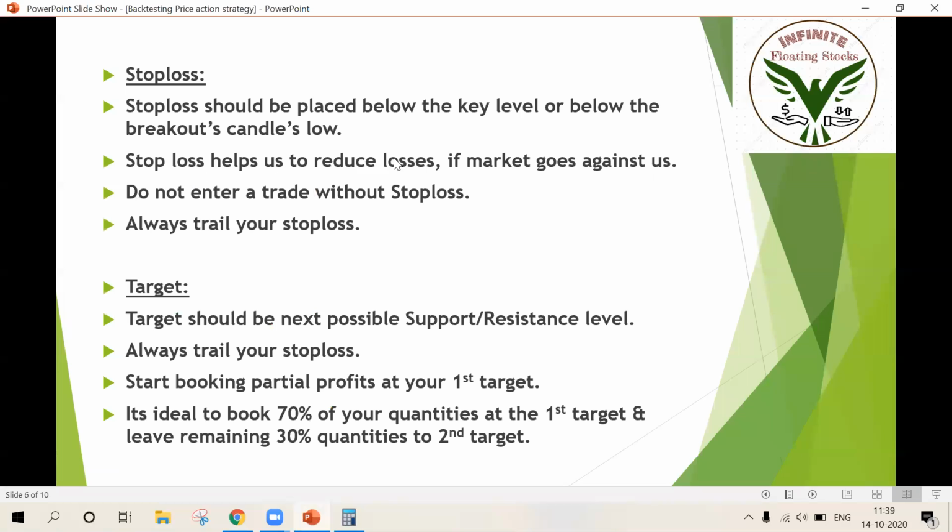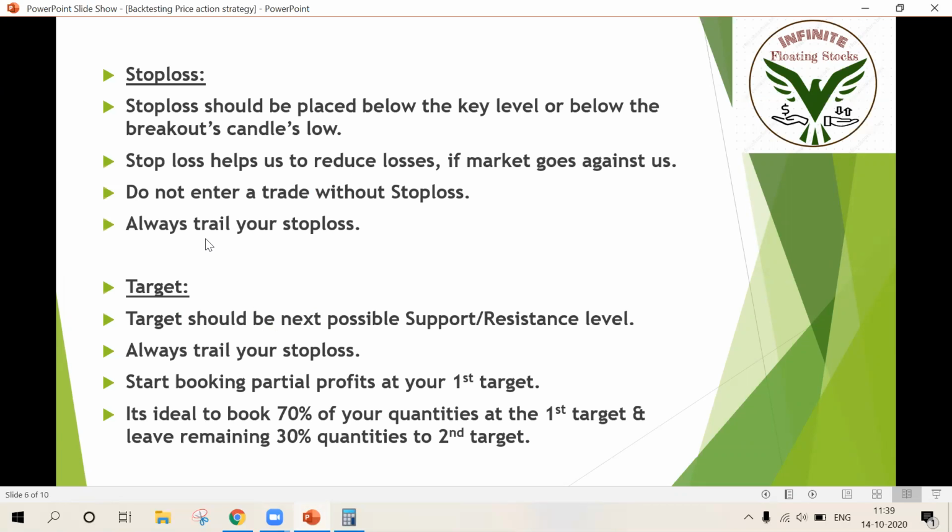So a stop loss helps us reduce losses if the market goes against our direction. Do not enter a trade without a stop loss. This is very important. I have already explained this with an example: you should not go to war without a gun or knife. If you do that, you will be killed there. If you trade without a stop loss, same, you will be killed here as well. You will face huge losses if you do not enter with a stop loss.